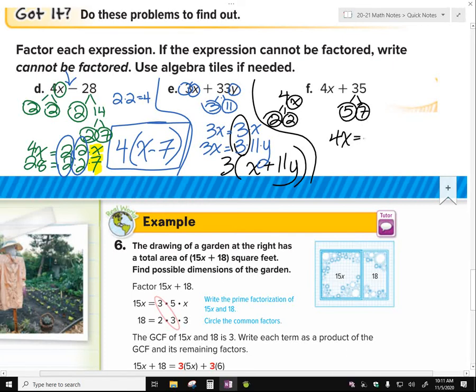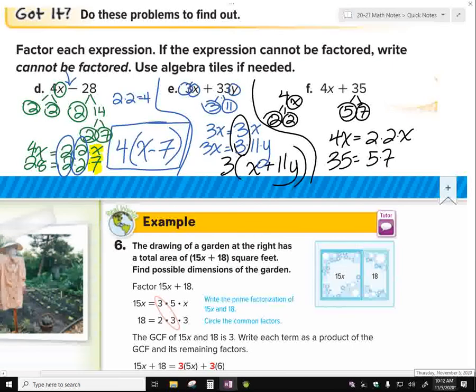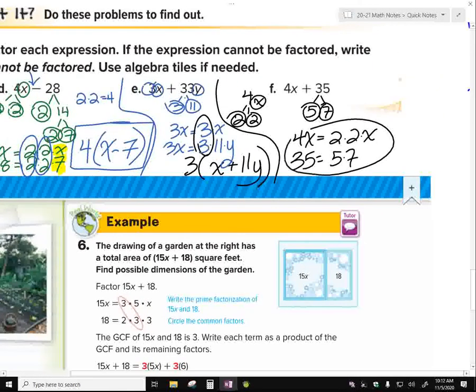4x. I'm going to stack them up now so I can circle my common factors. 2 times 2 times x. 5 times 7. Uh-oh. So what can we do? Cannot be factored. You wouldn't even have to make it to this step necessarily, because as soon as you see that none of these circled factors are common, you can just stop right there and say cannot be factored.